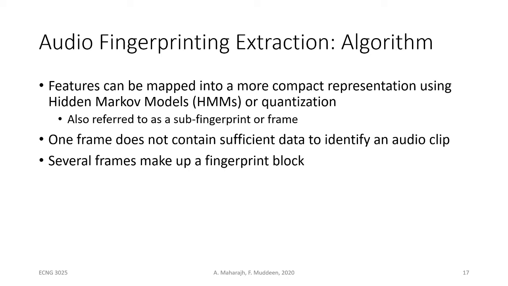Now these features that we talked about in the last 2 slides can be mapped into a more compact representation using something referred to as hidden Markov models, or HMMs, or quantization. And this actually forms these frames when we do the segmentation of the audio signal themselves. However, one frame itself does not contain sufficient data to identify any audio clip, and that means we're going to have to use several frames to make up any fingerprint block accordingly.